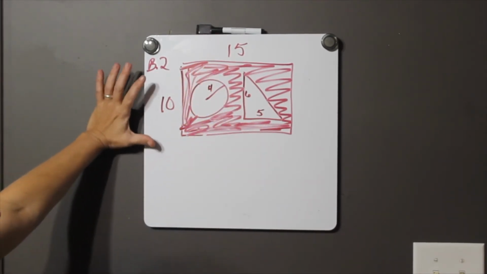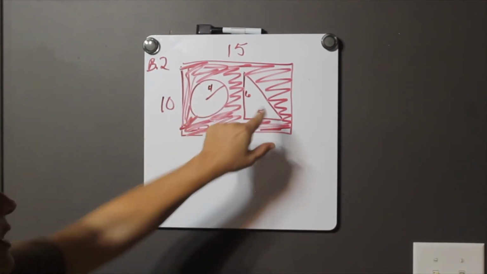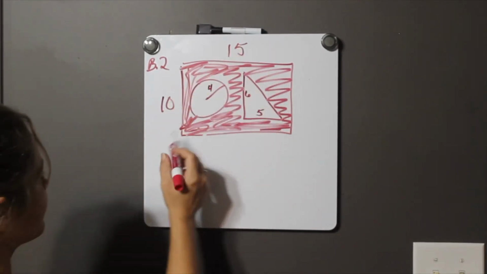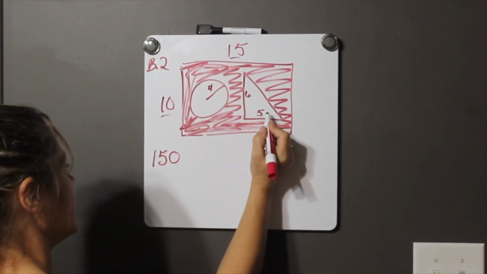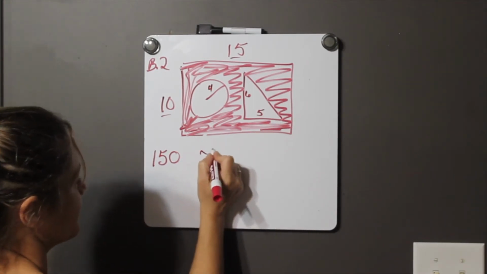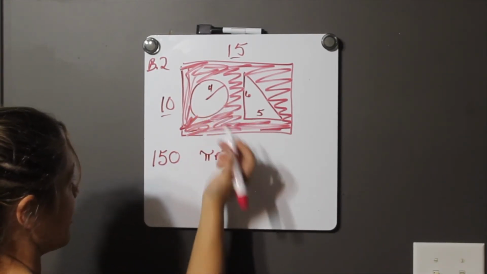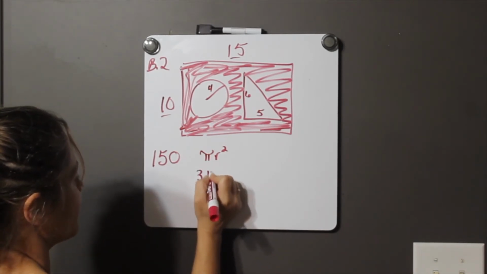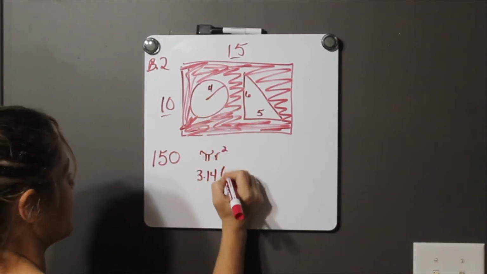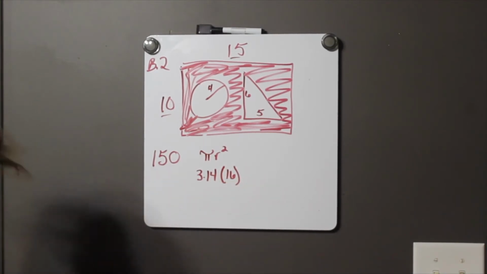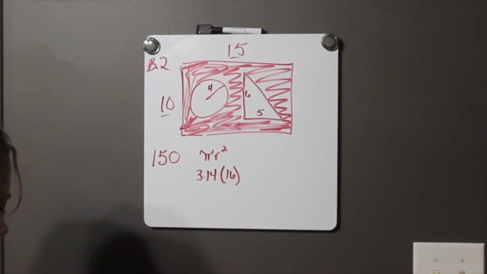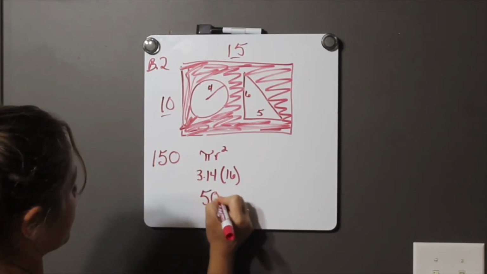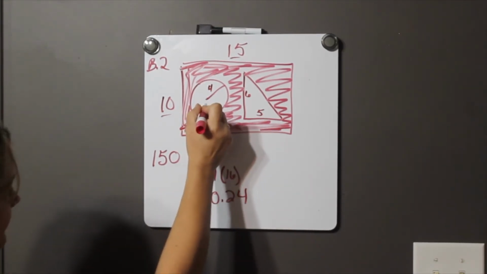So we're going to have to find the area of the entire figure and then subtract this circle and this triangle. So for the entire thing, that's super easy. We're going to do 10 times 15, which is 150. Then we have to subtract this circle and this triangle. So we got to find the area of the circle, which is pi r squared. R is 4, so it's 3.14 times 4 squared, which is 16. I'm going to use my calculator for that one. 3.14 times 16 equals 50.24. Okay, that's the area of that circle.